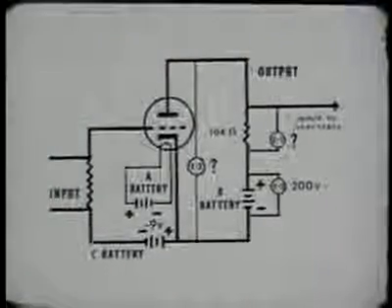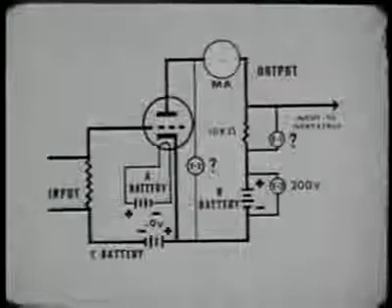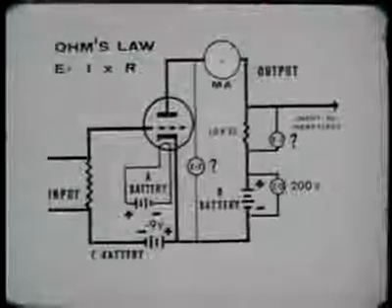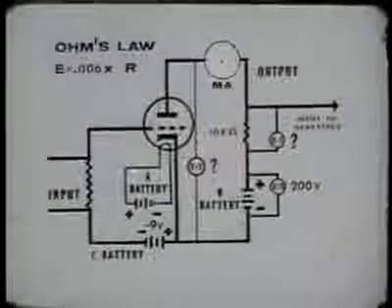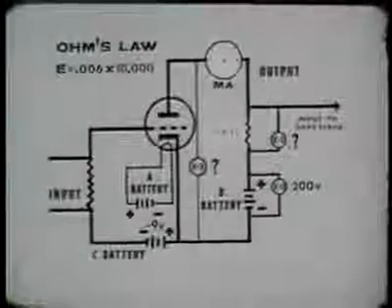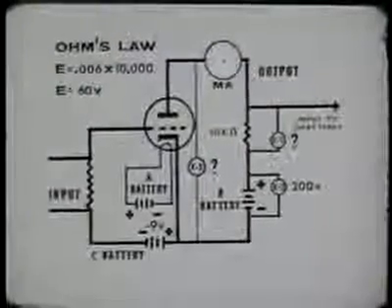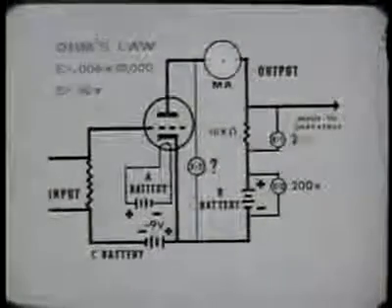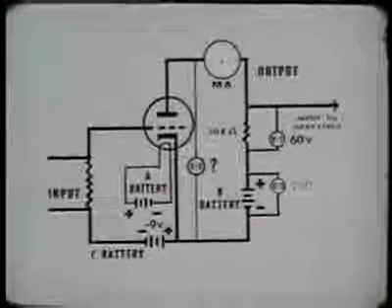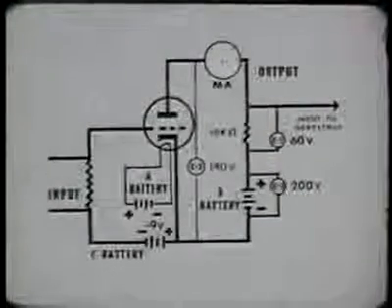Let's say that the bias is minus 9 volts, resulting in a static plate current of 6 milliamperes. The input signal has an amplitude of 1 volt. Using Ohm's law, we find that if we have 6 milliamperes of current flowing through a 10,000 ohm resistor, there is a 60 volt drop across the load. Subtract this 60 volts from the supply voltage of 200 volts, and we find that the difference in potential between the plate and cathode is 140 volts.